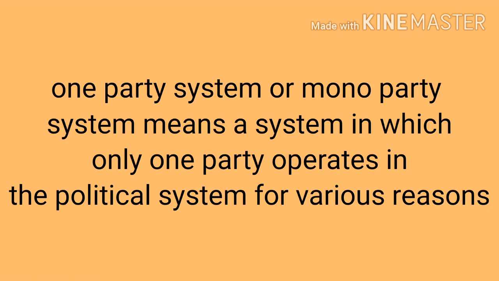That means a single party has the utmost importance. And in this system, there is no opposition party. In whichever country has a one party system, we can't see opposition parties. For example, China. In China, there is only one party, the Communist Party. No other party has the right to hold power in the country, and there is no opposition party. So China is the best example of a one party system.